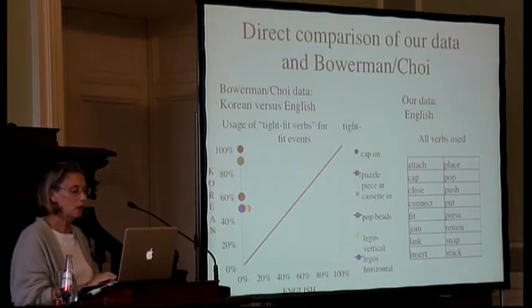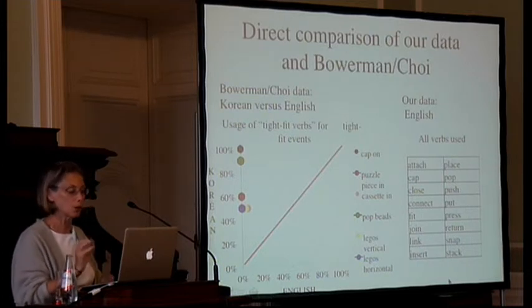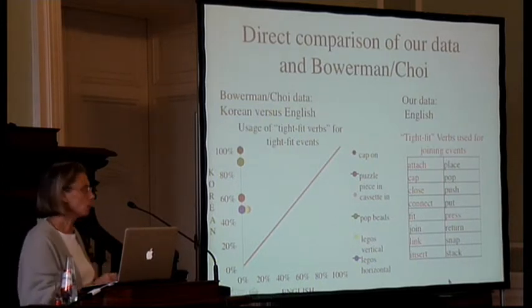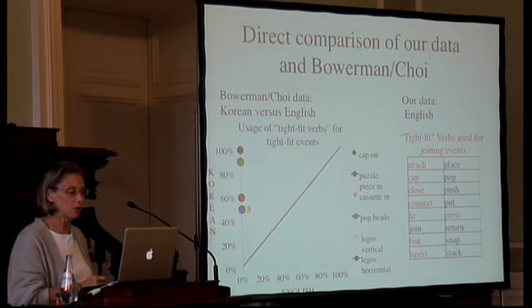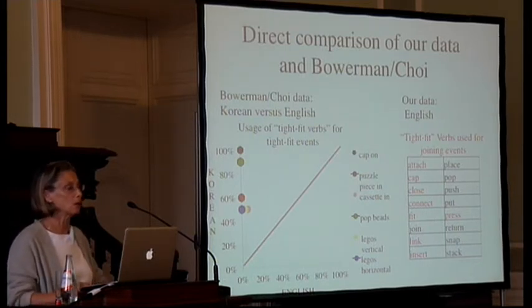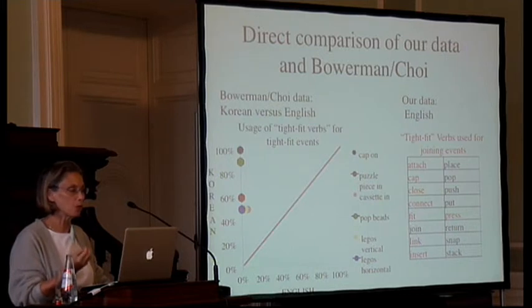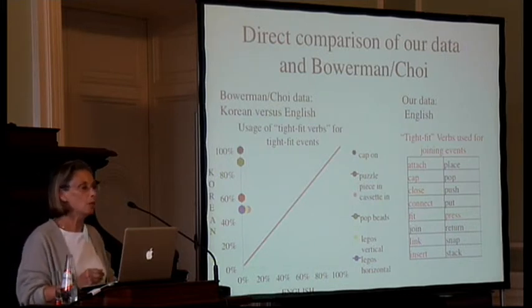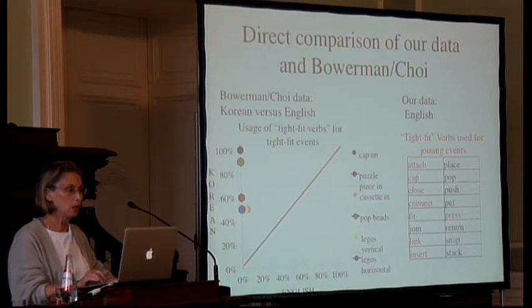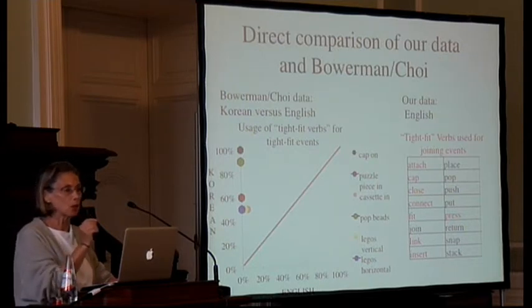And then over here, we have our English data, and this is all the verbs that were used across these events. And these verbs were used exclusively for tight fit events. So we get attach, cap, close, connect, fit, press, link, and insert. And they're only used for tight fit events. They're simply not used for the loose fit events. So this, again, says that there are more specific verbs that are used freely by adults when they describe these tight fit events. And the same thing happens with children, but the children's lexicon is much, much smaller, so you get many fewer episodes.